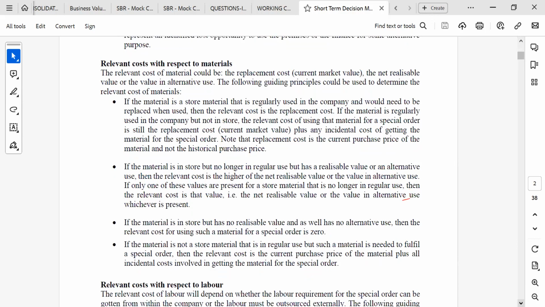Let's come to relevant costs with respect to materials. The question will be given to you mostly on material and labor, so you have to determine the relevant cost for these particular items. You see, this is how you determine whether a cost is relevant to a material or not.